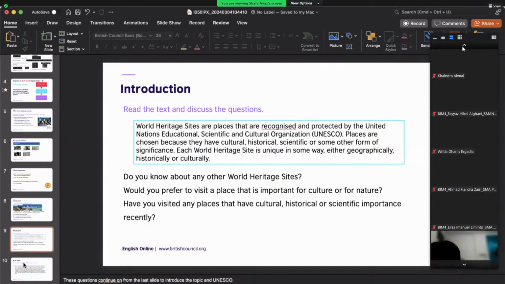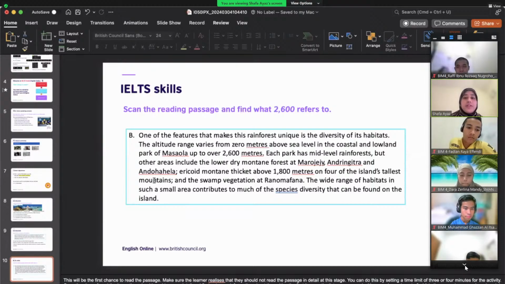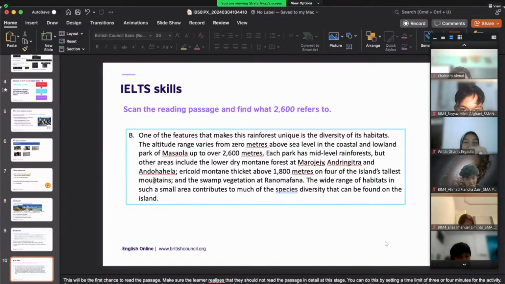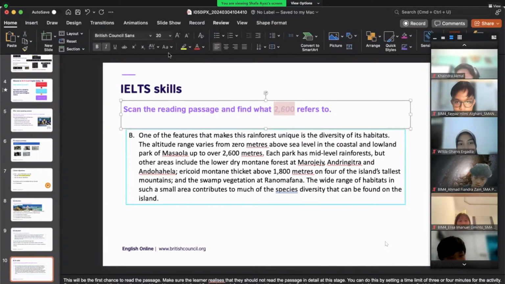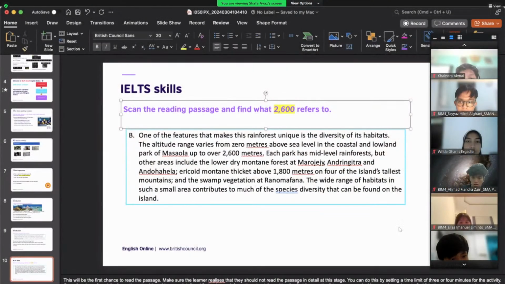Right, okay, well done, everyone. Now, we have a passage to scan. So now we'll be looking at some specific information. I'll give you 2 minutes to scan this reading passage on your screen. Scan it and find out what this figure, 2,600, refers to. 2 minutes. Your time starts now.